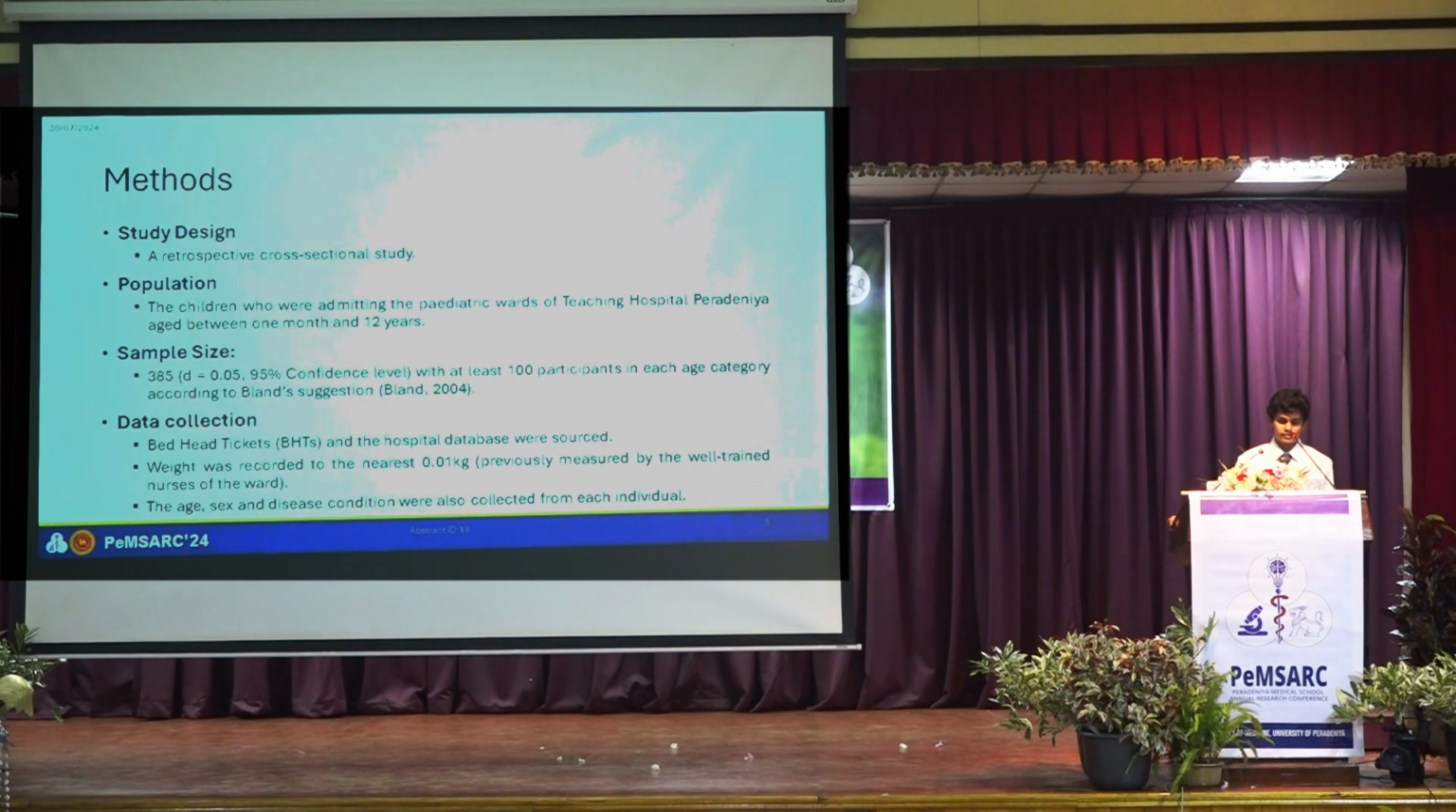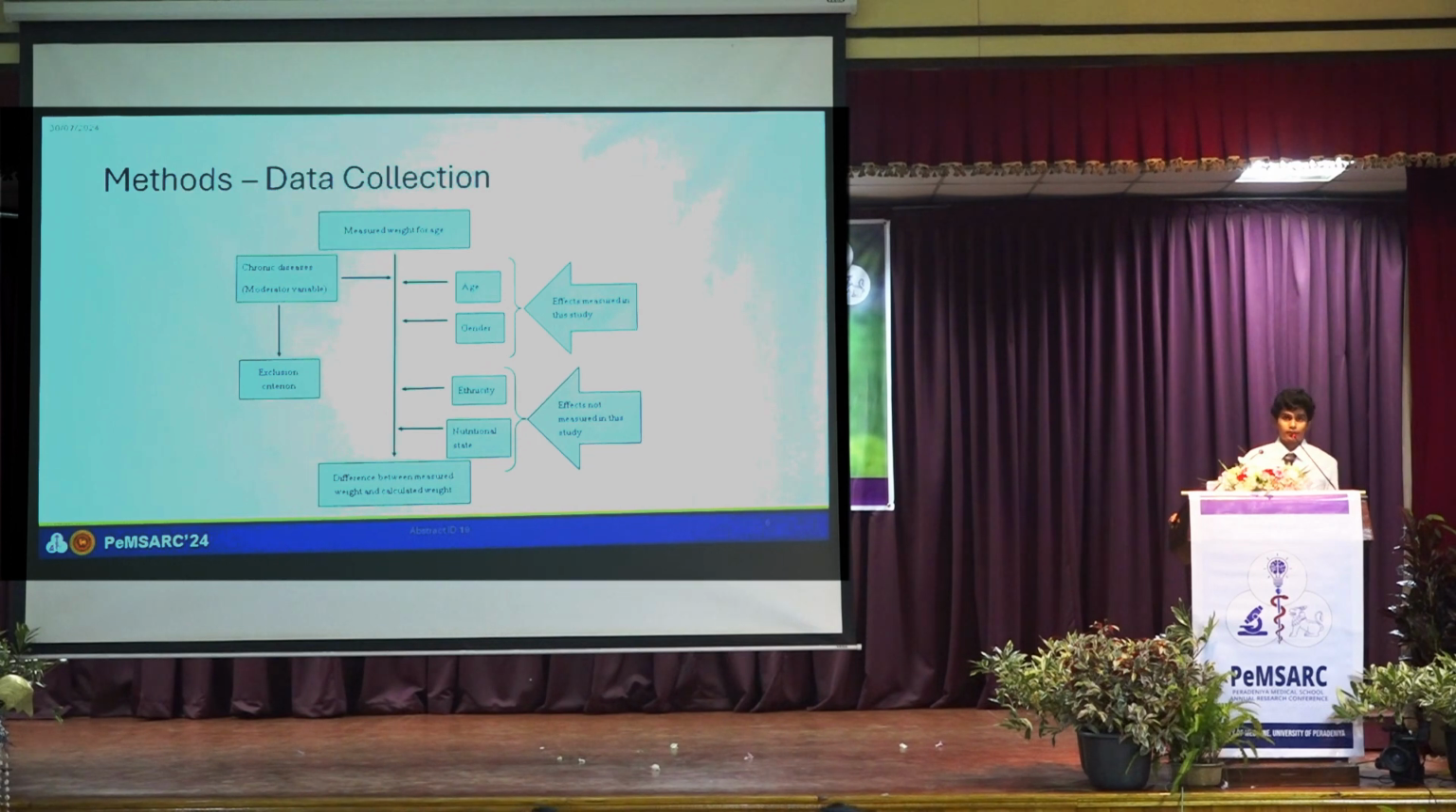So this was a retrospective cross-sectional study, as we used recorded data from BHTs and the hospital database. Our sample size was to be 385 in total, and at least 100 participants in each age category according to the brand suggestion. Here you can see we measured the effects of age and gender on the performance of the formula. Unfortunately, we could not measure the effects of ethnicity and nutritional state, as it would increase our study sample to an amount which is not feasible with the time we had available for the research. And any conditions which would affect the normal weight of a child, like chronic diseases and genetic syndromes, were excluded from the study because they would produce a bias.